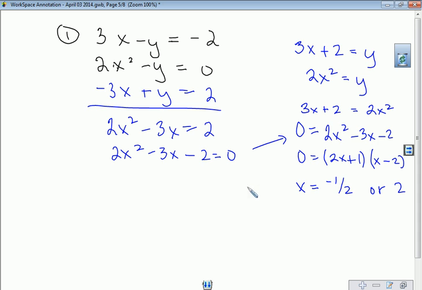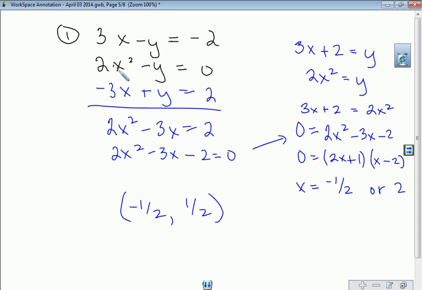All right. Now, when we plug it back in, we want to plug it into the equation of minimal degree. And then we're going to test it in both of them. So if I plug in the negative 1/2, if I plug it in here, it's a little easier to see. What do I get out? Positive 1/2. So if I plug negative 1/2 in here, do I get out a positive 1/2 for y?